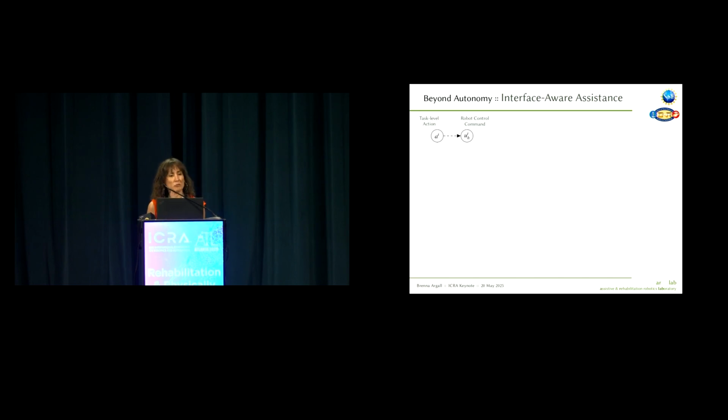So here is sort of a typical model of teleoperation. We have a high-level task-level action that the human would like the robot to do, like move forward, and then the human selects a control command to achieve that, such as a forward velocity.